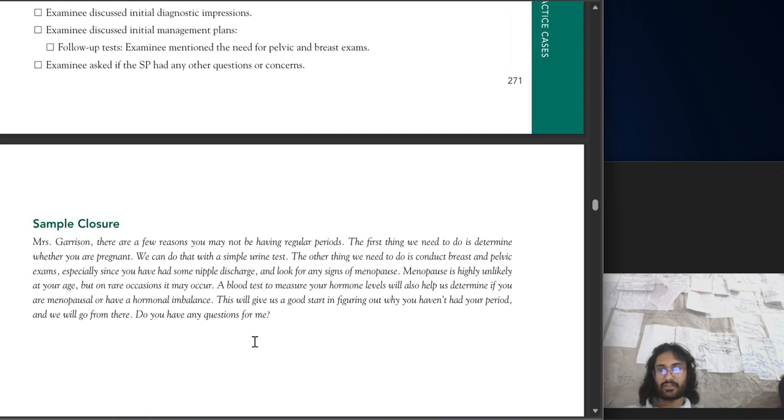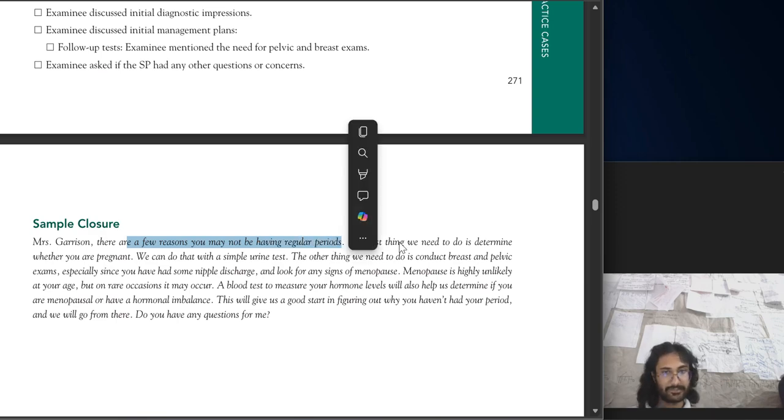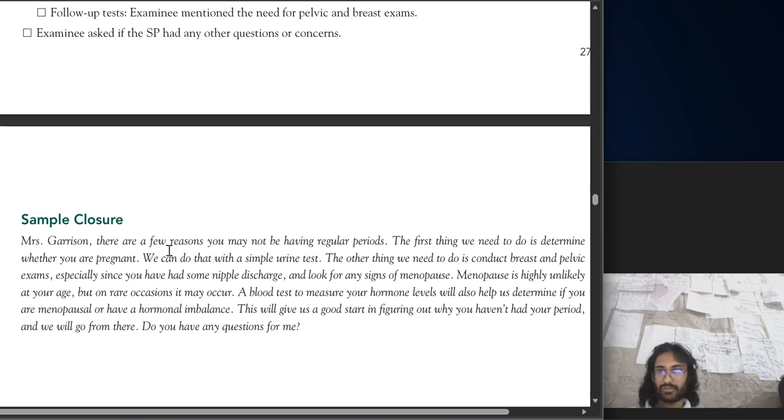So, sample closure. Mrs. Garrison, there are few reasons you may not be having regular periods. Now, I don't know whether you are able to see or not. Okay, now it's fine. Okay.